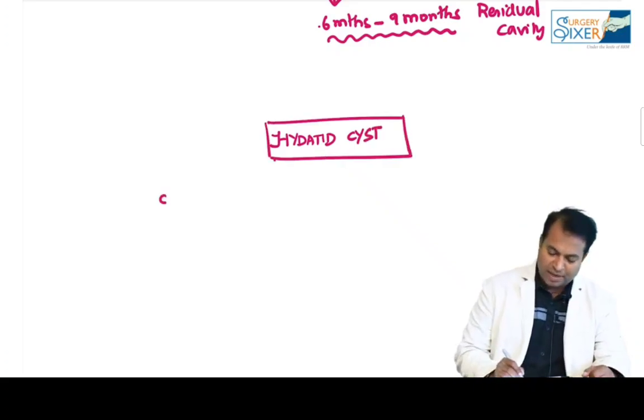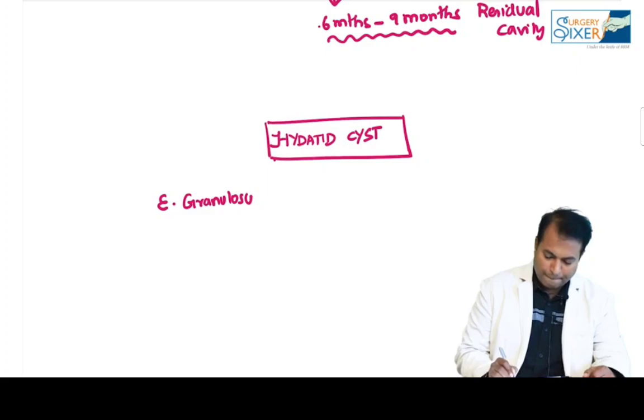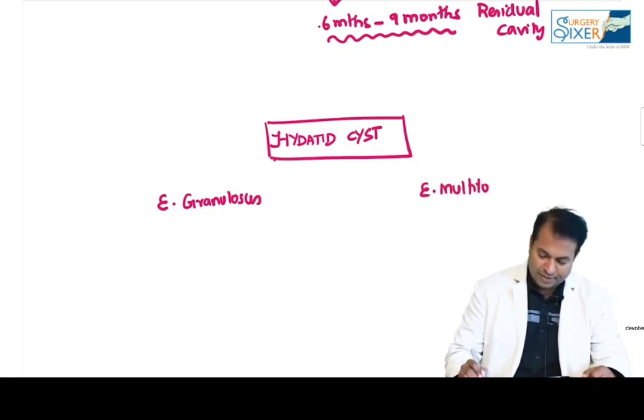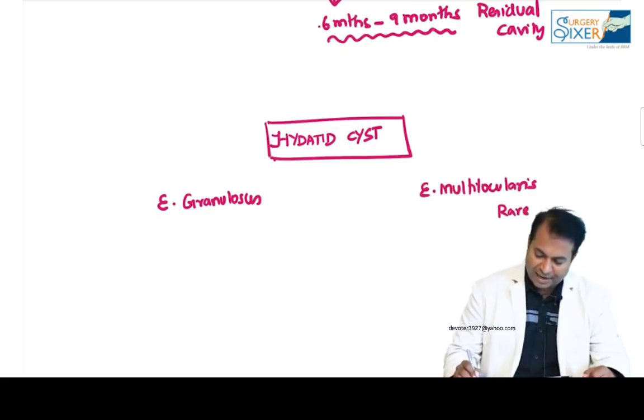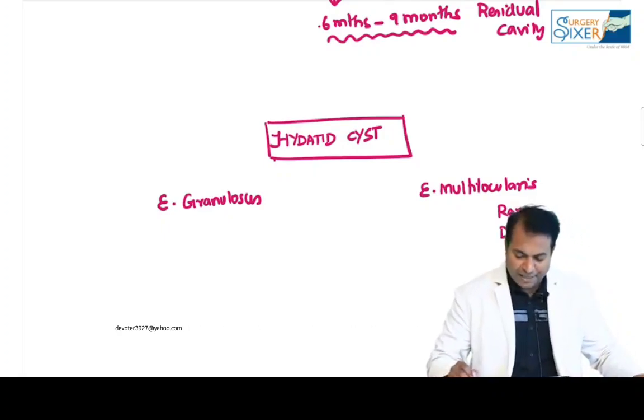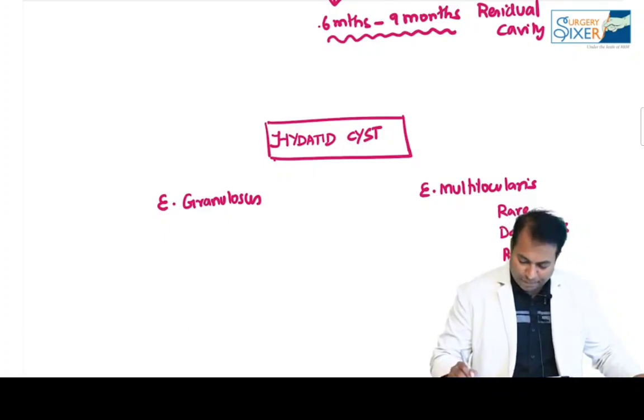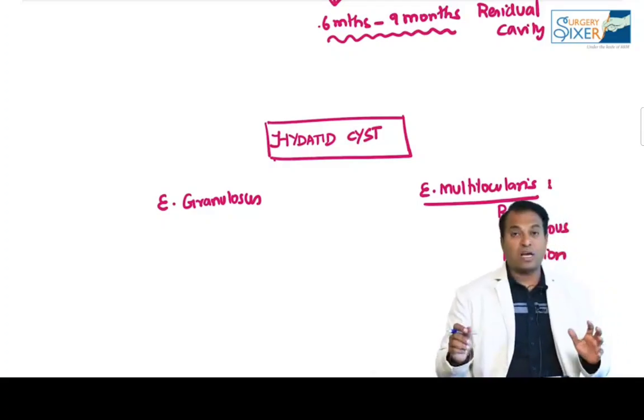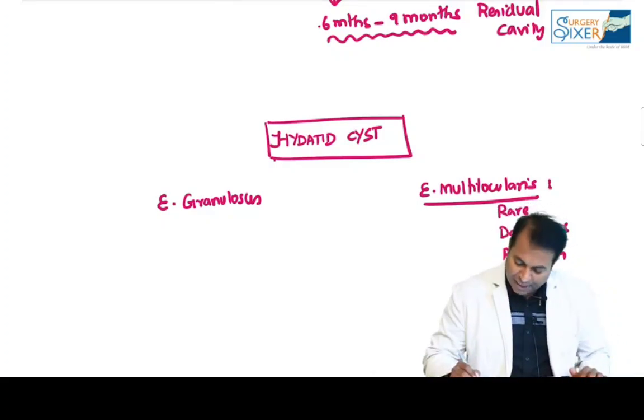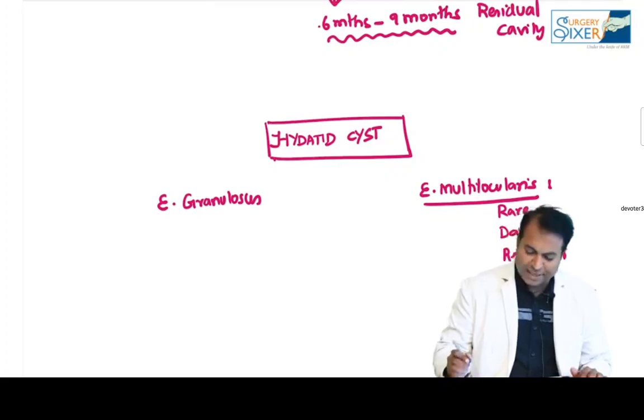Hydatid cyst is caused by the organism Echinococcus granulosus, and there is one more, Echinococcus multilocularis. Echinococcus multilocularis is very rare but very dangerous. It always needs resection of the liver. Multilocularis is also known as malignant hydatid cyst. So it has to be resected always. I am not going into that.